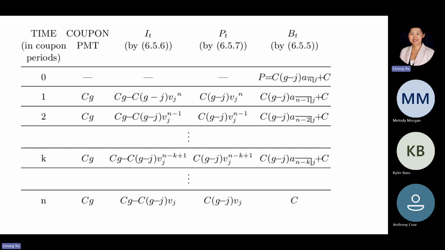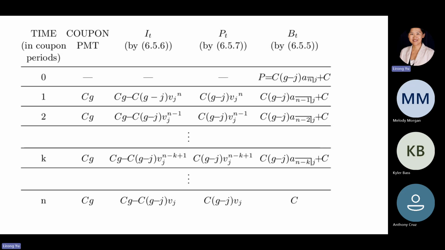So these are all related to the coupon. In the coupon payment column, they're all identical. And then remember, P_t equals C g minus I_t, and P_t is that power function, C times (g minus j) v to the power n minus t plus 1. We have to identify this opposite relation here.